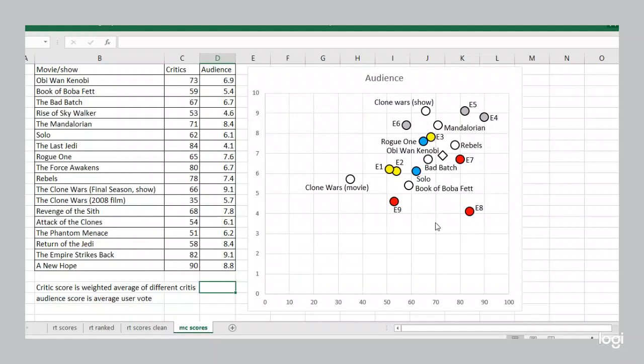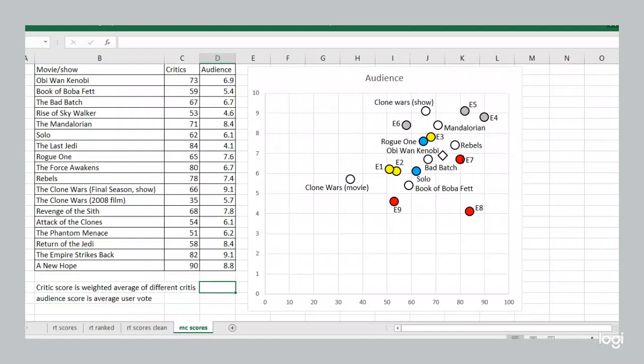Looking at the sequel trilogy, in general, the rankings are lower here than on Rotten Tomatoes. What we see, though, interestingly, is a lot of disagreement. So the critics thought episodes 7 and 8 were really good, on the same level of the first 2 Star Wars films. Audiences did not agree with that.